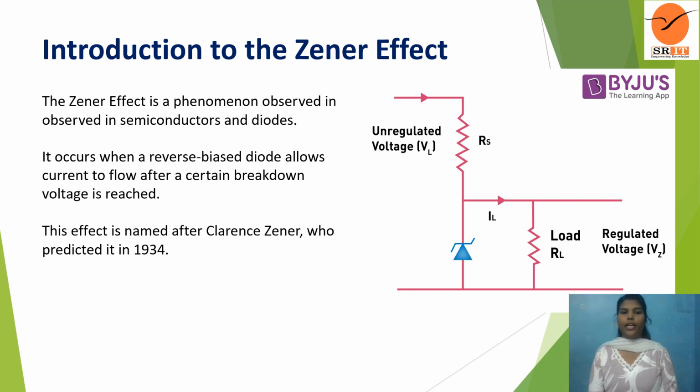Here we see the circuit diagram of the Zener effect. Here the unregulated voltage is connected to the resistance RS, the load L, and a diode.